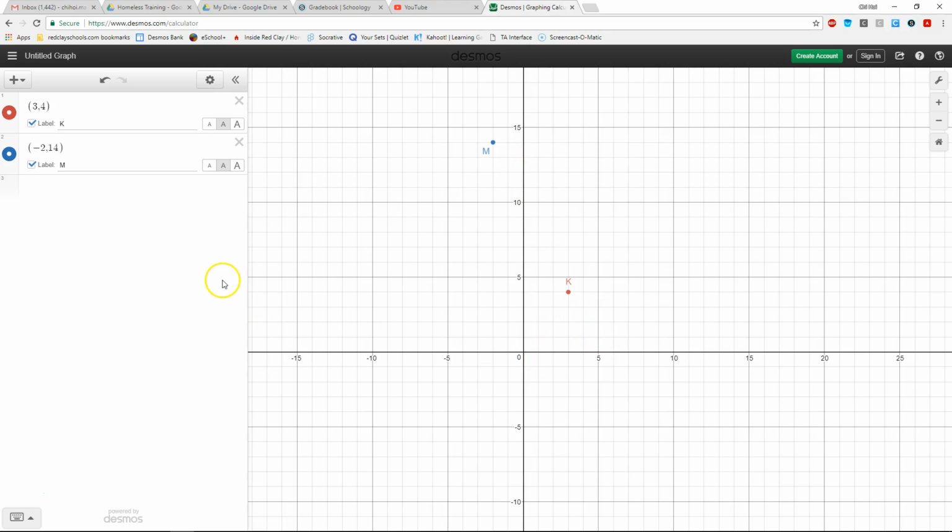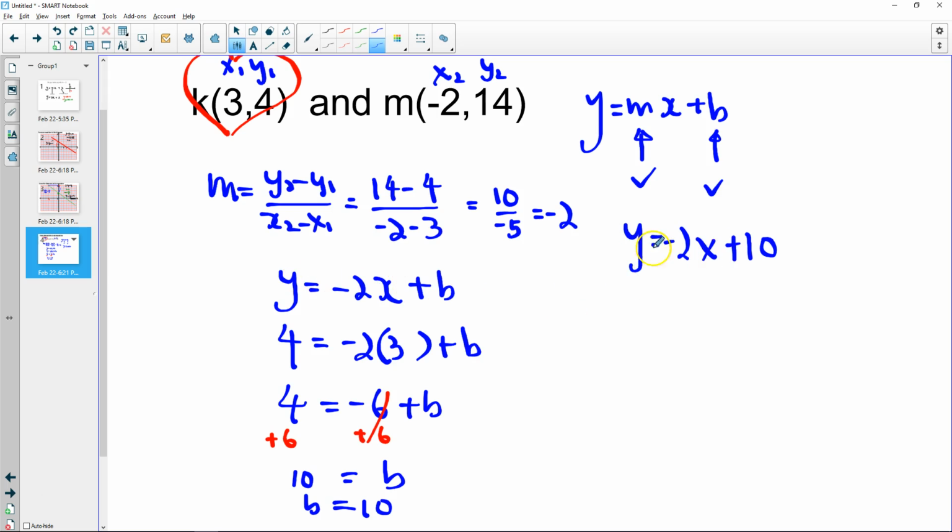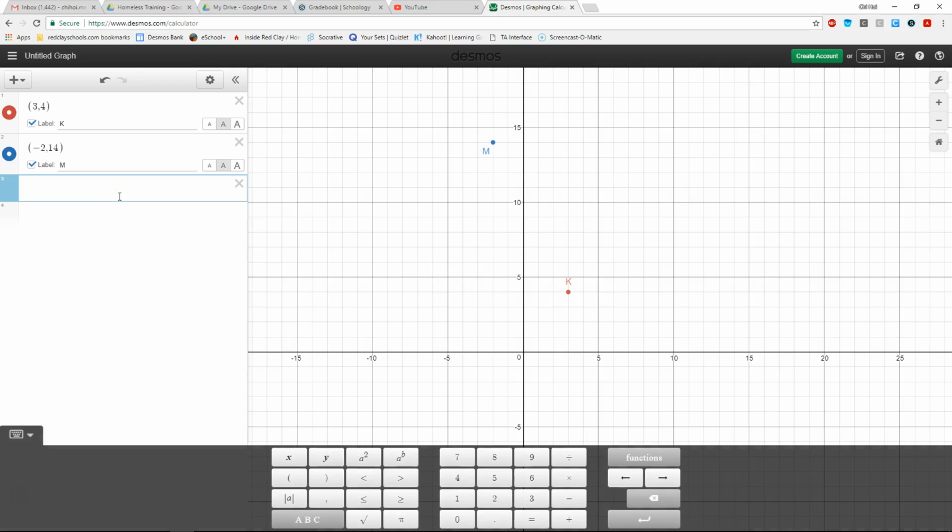And we said, oh, the equation after all this computation, I'm going to get y is equal to -2x plus 10. So we are going to check and see if this line agrees with what we did. This line should be crossing these 2 points. So y is equal to -2x plus 10. There you go. You can see that this line lines up correctly.